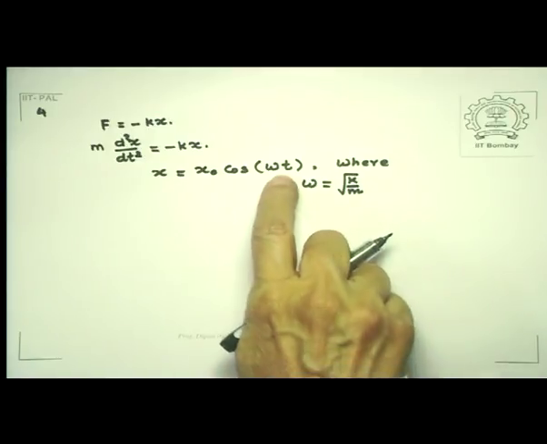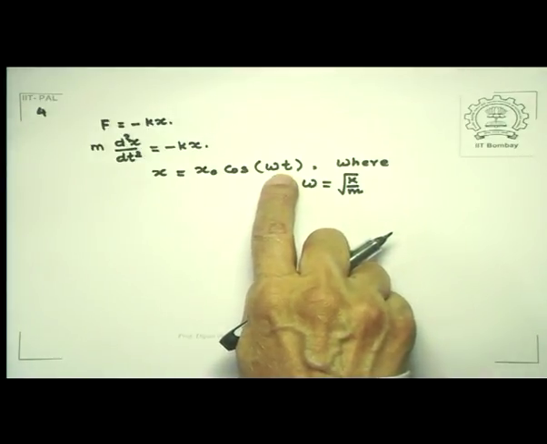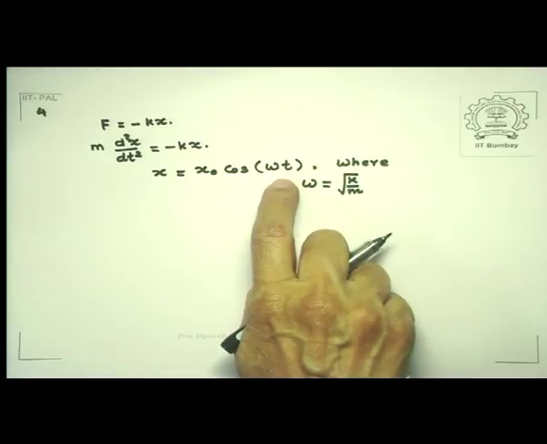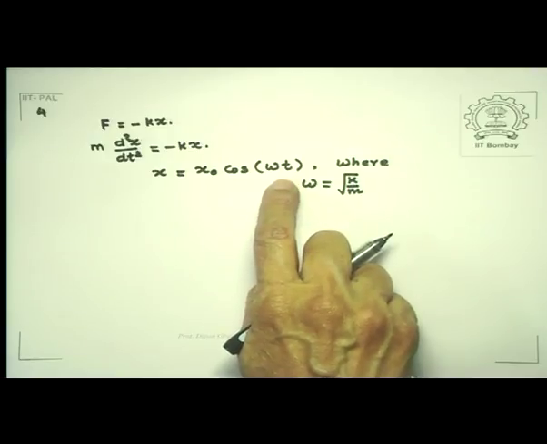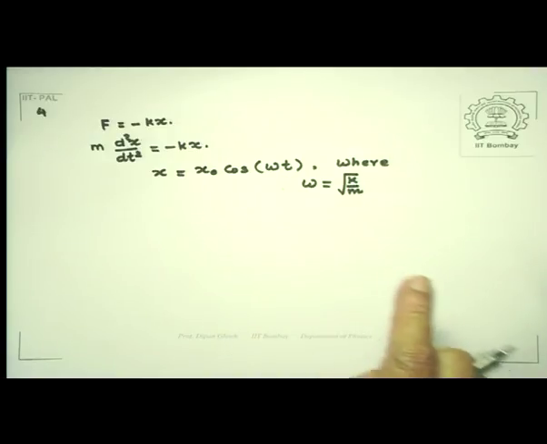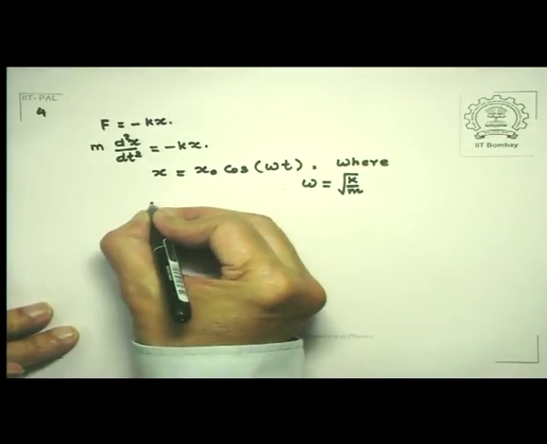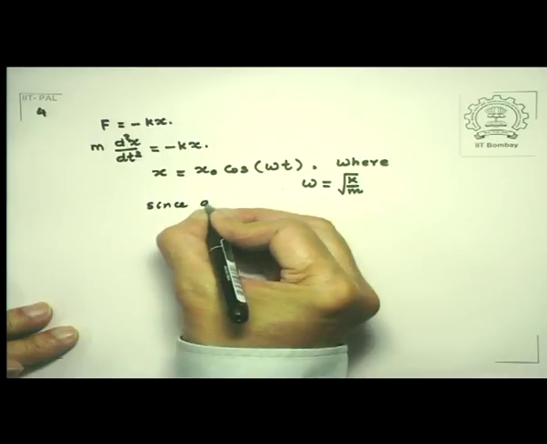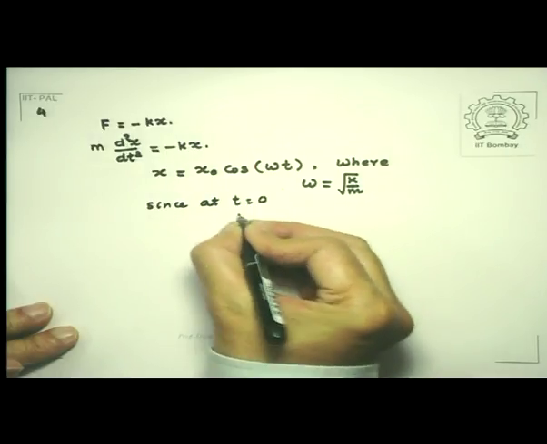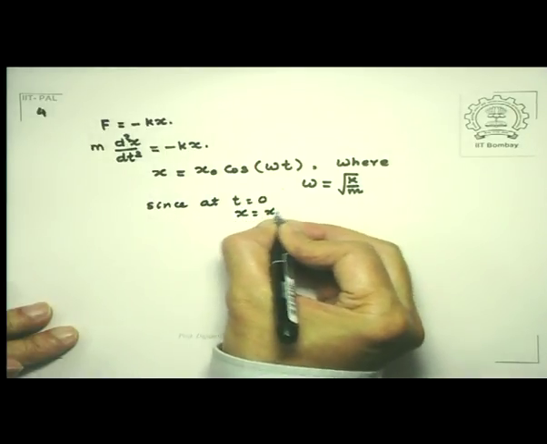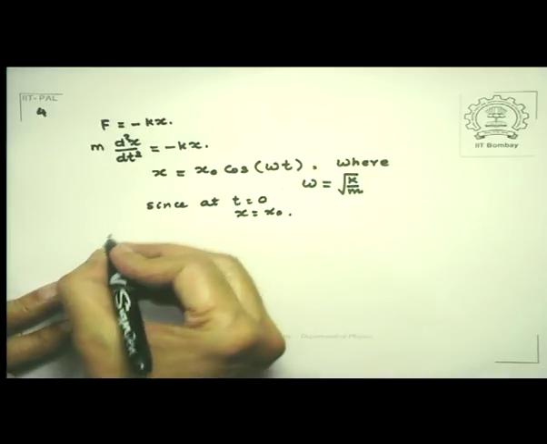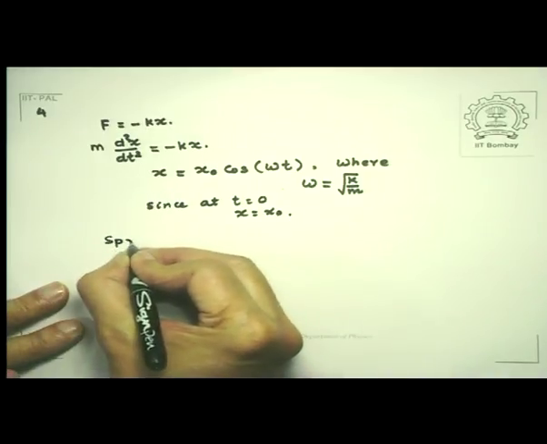There is no phase taken in the solution, for the simple reason that my initial condition was at t equal to 0, x equal to x0. So the spring mass system executes simple harmonic motion.